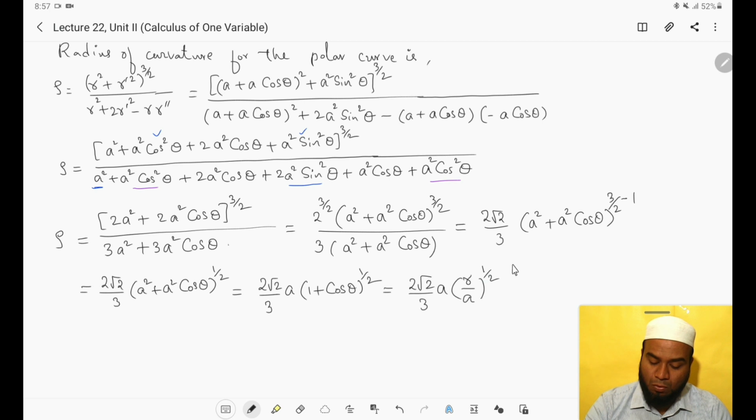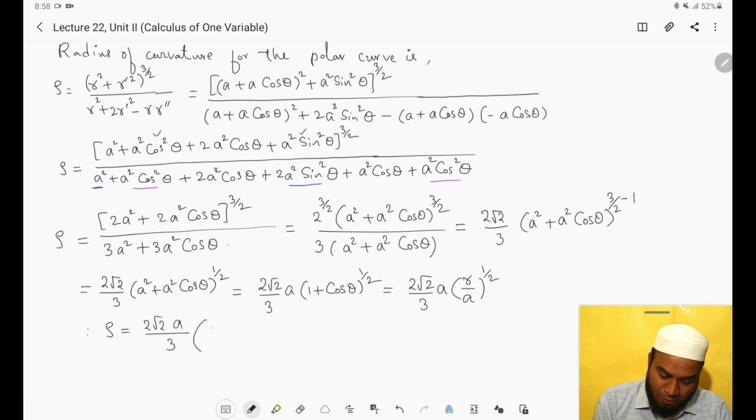right? 2 root 2 by 3 a as it is, then 1 plus cos theta is replaced with r by a, because from the given question r equals to a into 1 plus cos theta. So 1 plus cos theta will be r by a. R by a whole power 1 by 2, right? Therefore the radius of curvature rho equals to 2 root 2 into a by 3 into r by a power 1 by 2, or a little bit simplification is possible here.